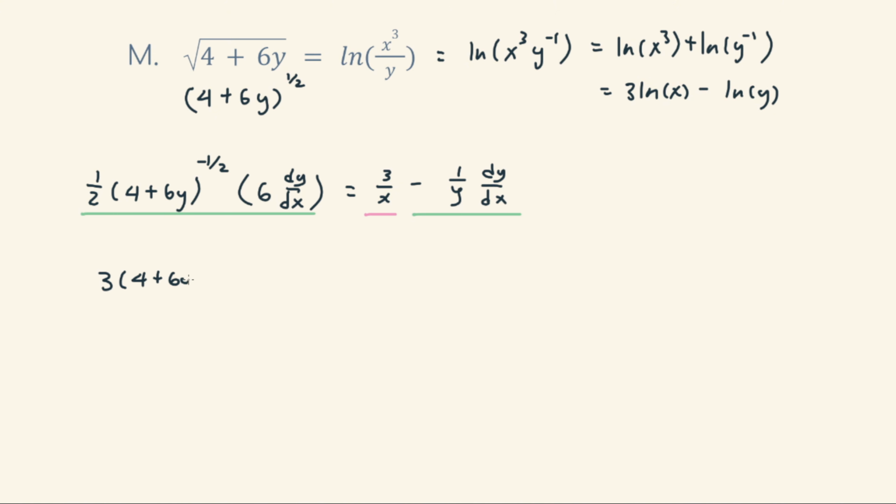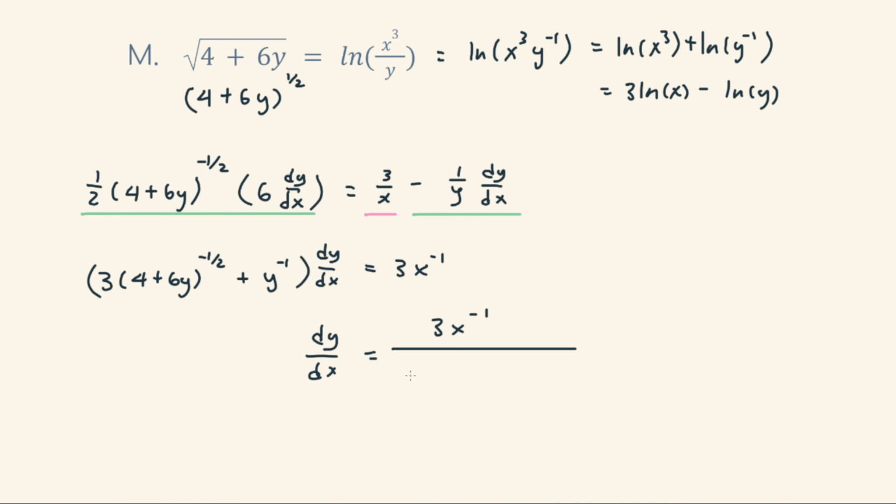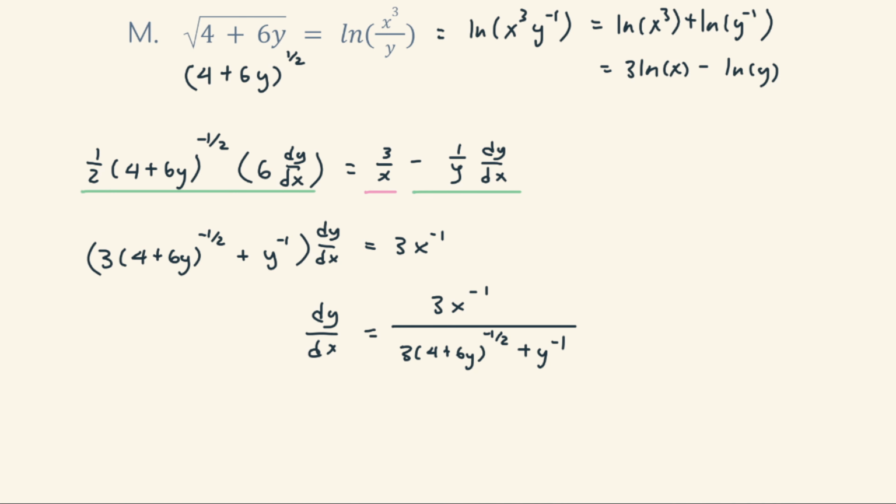4 plus 6y to the minus 1/2 plus 1 over y, or I'll write that as y to the minus 1. And then we factor out a dy over dx. And that's equal to 3 x to the minus 1. And now we just divide both sides by the stuff in the brackets here. So dy over dx is equal to 3 x to the minus 1, all divided by 3 times 4 plus 6y, all to the minus 1/2, plus y to the minus 1. Okay.